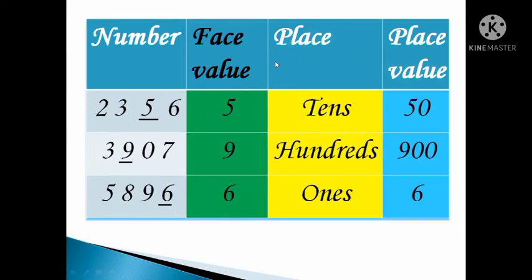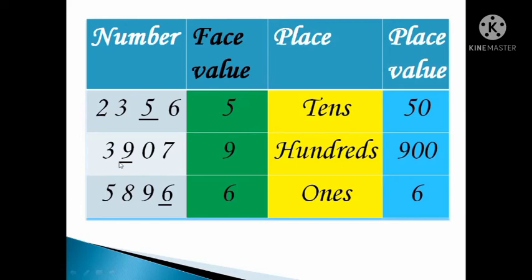Place means in which place it is. So it is in tens place. Ones, tens, hundreds and thousands. It is in tens place. So the number 5's place is tens. Then what is place value? Place and place value differ. Place value means how many are there in the place. Tens place 5. So there are 5 tens. So the answer will be 50.